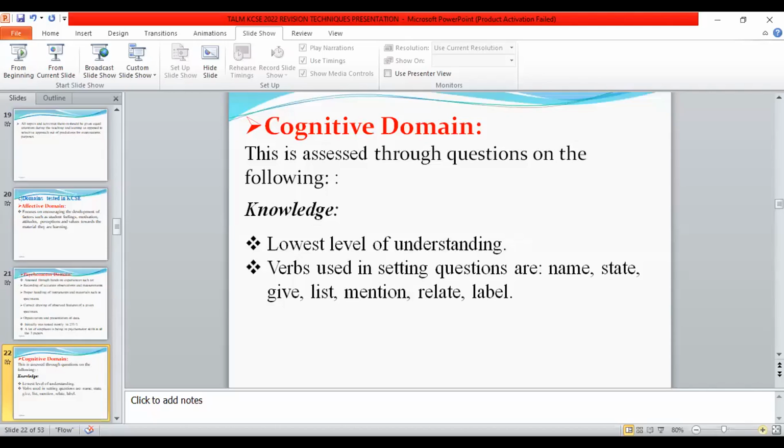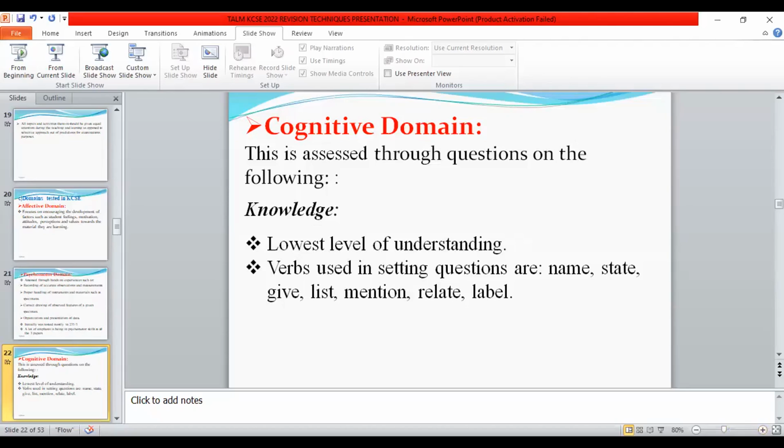We have the lowest level that we call the knowledge level. The knowledge level is where questions are set in biology such that candidates are only expected to recall specific facts and information. There is no explaining, just a matter of memory, remembering what their teacher taught them, remembering what they have crammed. And this is the lowest level of understanding, and it earns very few marks.